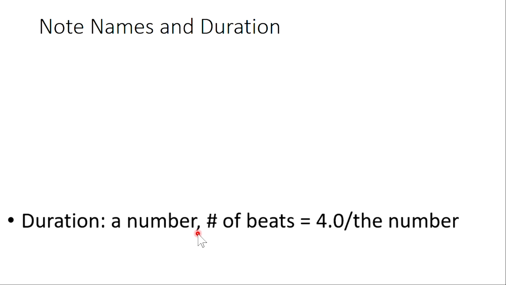Duration is a number. For example, the number of beats is equal to 4.0 divided by the number. Let's say 4, like a quarter note; then 4 divided by 4 is 1, so that's 1 beat in the software.